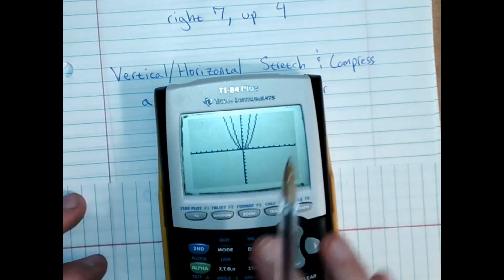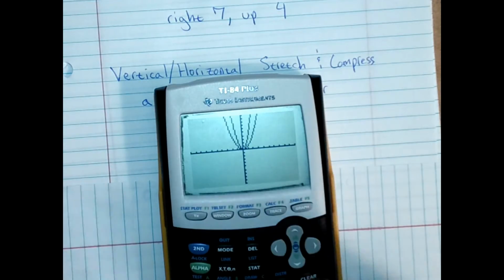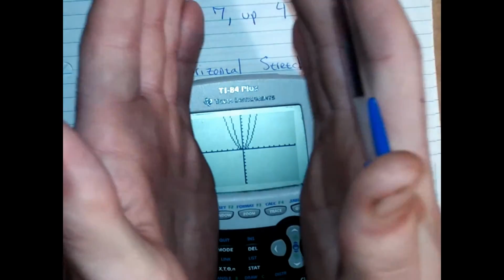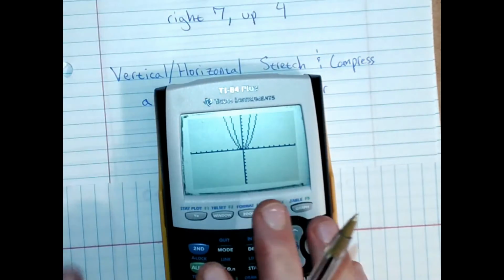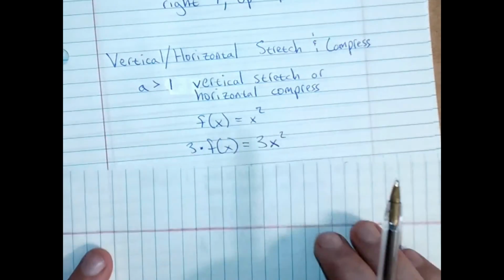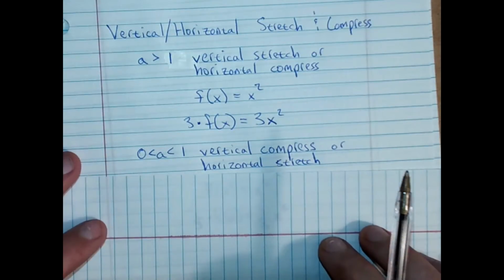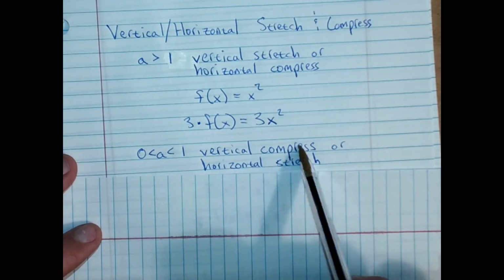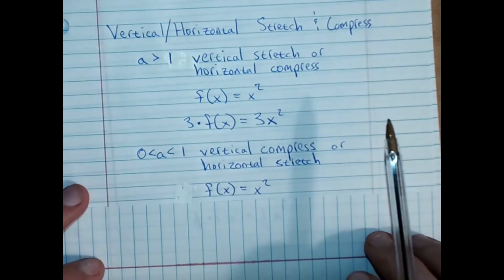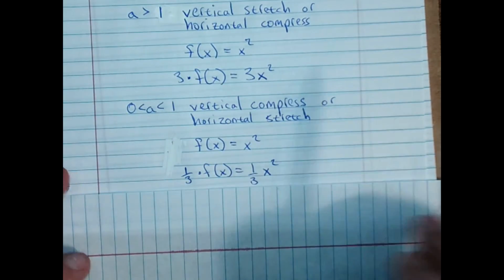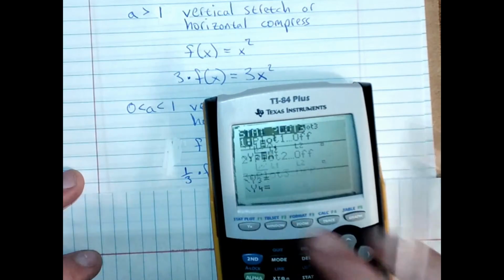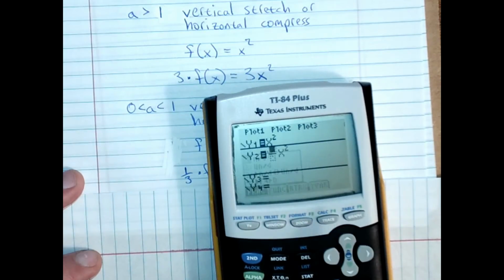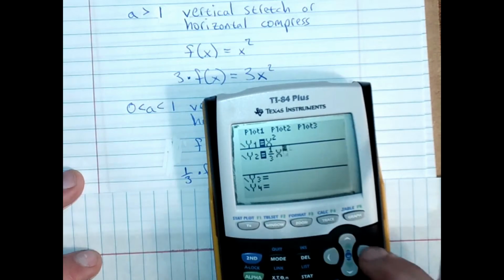So it's really just a matter of vocabulary and using your imagination. There's not anything to memorize here. If you horizontally compress, it gets skinnier, and that's the same as vertically stretching to make it skinnier. And then if we use an a value that's between 0 and 1, we're going to reverse everything. It'll be a vertical compression or a horizontal stretch. So here's an example. Again, using x squared, and this time we'll use 1/3 x squared instead of 3x squared.